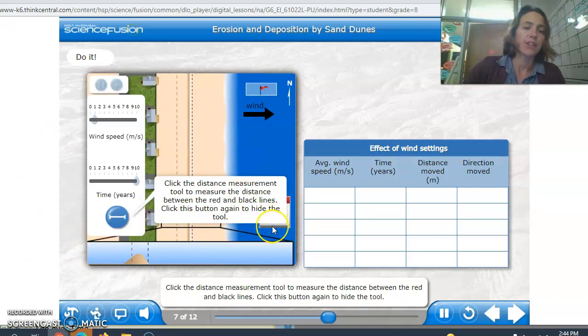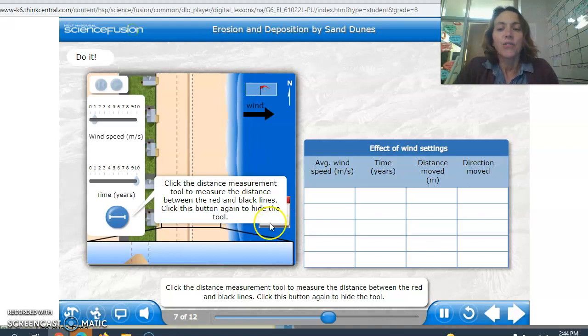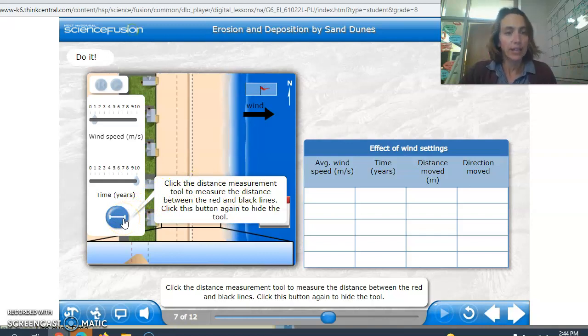Miss Hi Susan, it says 11 years. I know, it's roughly 10. So now what we have to do is we're going to click the distance measurement tool to measure the distance between the red and the black lines. Here, this is how we do it. This is the part that was kind of tricky, and I'm sorry if I didn't explain it well in class.